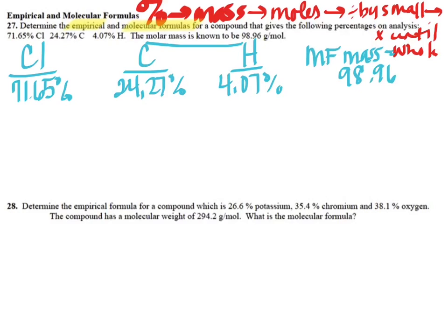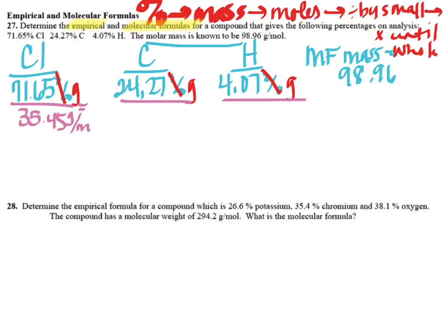So we are in percent. To go to mass, we take the percent and we change that to grams. Now it says to go to moles. So if I'm in grams, how am I going to get to moles? I'm going to divide each one by its molar mass. So chlorine's molar mass is 35.45 grams per mole. Carbon is 12.01 grams per mole. And hydrogen is 1.008 grams per mole. So we've gone from percent to mass, mass to moles.